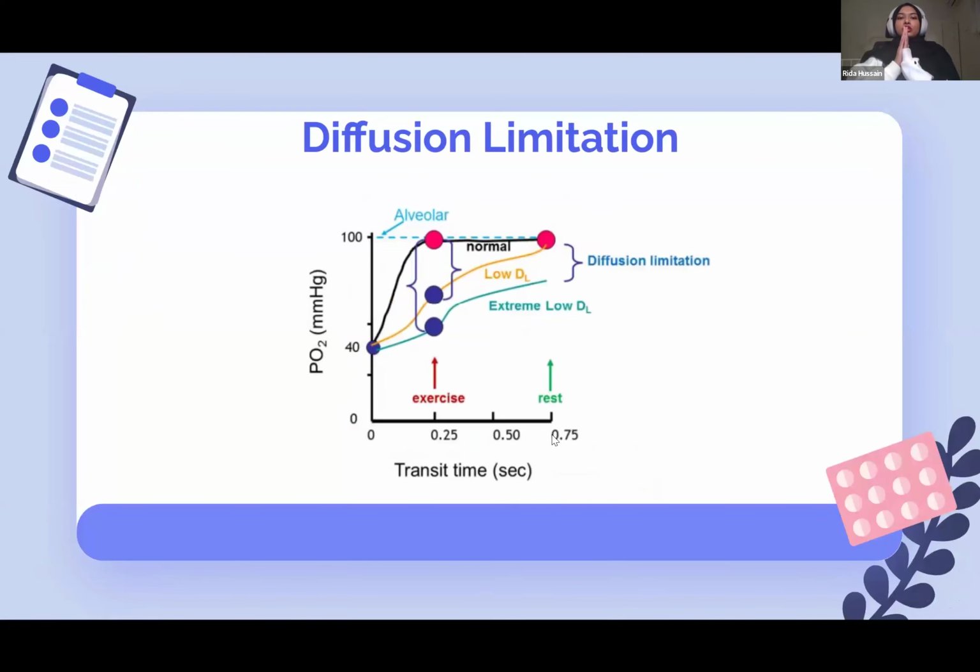So now we will be getting into limitations. There are two specific types of limitations that I want you guys to focus on. There's diffusion limitation and there's perfusion limitation. Before we get into it, I would like to define them first.